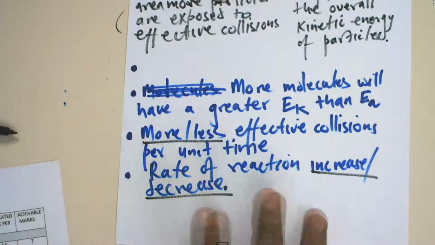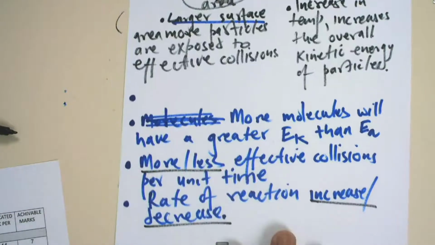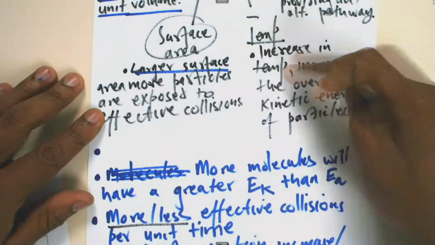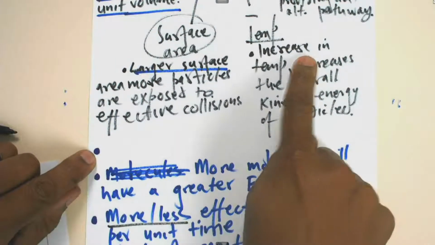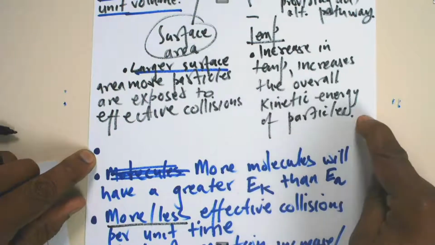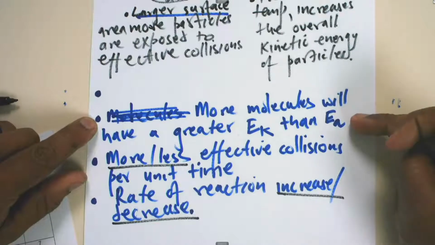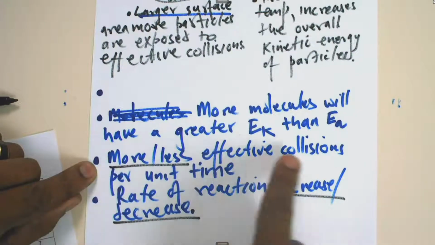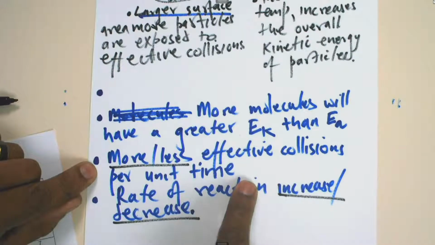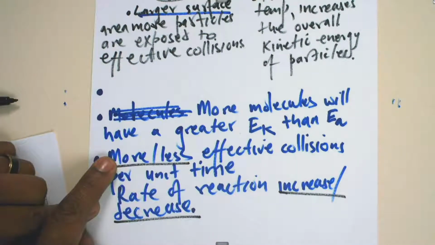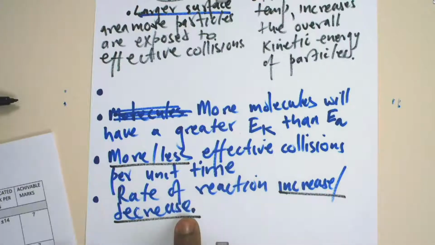But the first thing is I must be able to understand, did we have an increase in temperature? If yes, then bullet number 1 will be that an increase in temperature increases the overall kinetic energy of particles. Thereafter, more molecules will have a greater kinetic energy than activation energy. Then more effective collisions per unit time. So it becomes just an issue of comparing. If I have more effective collisions per unit time, the rate of the reaction increases.